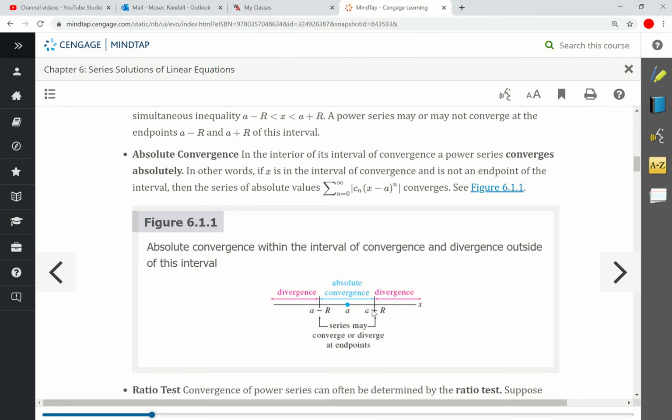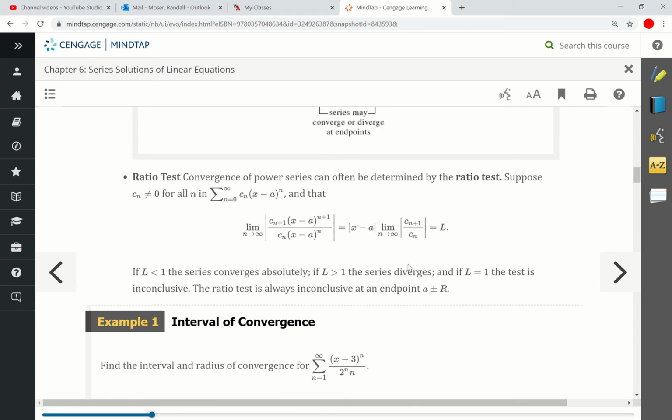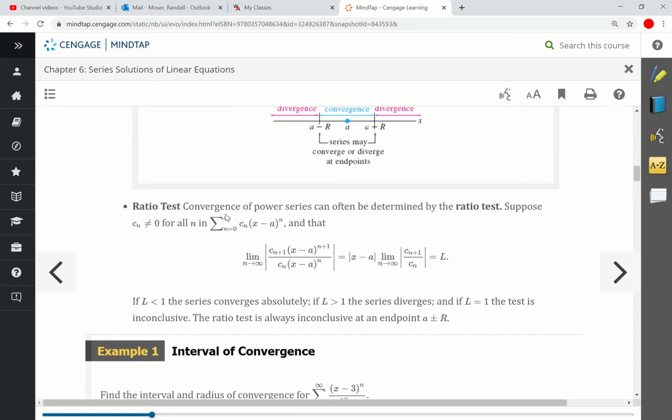So the series will converge absolutely within its radius of convergence, centered at a. The radius r means you can go r to the left and r to the right, and it's going to converge within that band. It will diverge outside of that interval, and the endpoints are to be determined. You would need to check, based upon your concrete series, what happens at each of the two endpoints. This brings us to the ratio test.